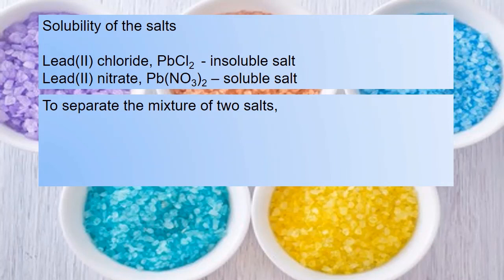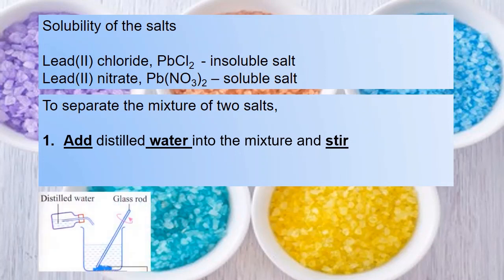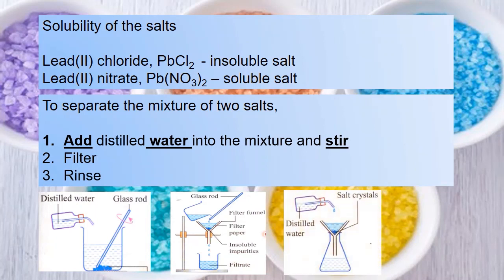To separate the mixture of two salts, first add distilled water into the mixture and stir. Second, filter. Finally, rinse. Then you can separate the mixture of the two salts.